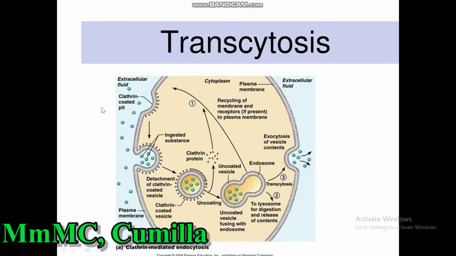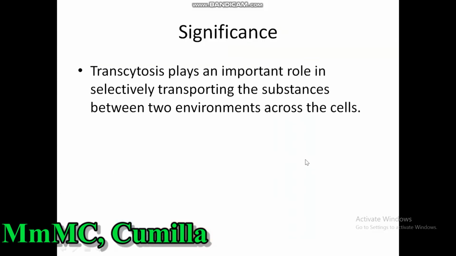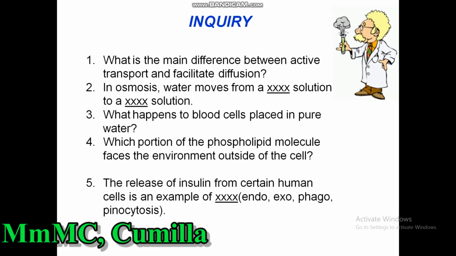As we see in this picture, the substance that enters into the cell through endocytosis forms a vesicle, enters within the cell, then goes outside the cell through exocytosis. Significance of transcytosis: it plays an important role in selectively transporting substances between two environments across the cell membrane. Thank you.